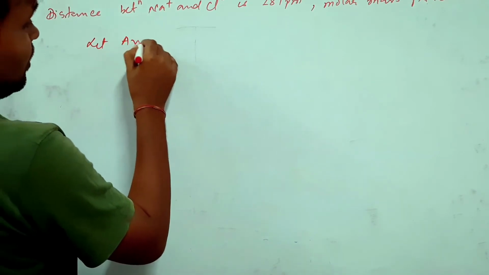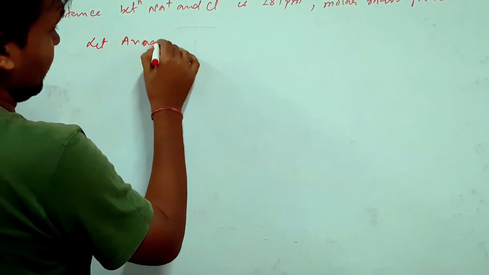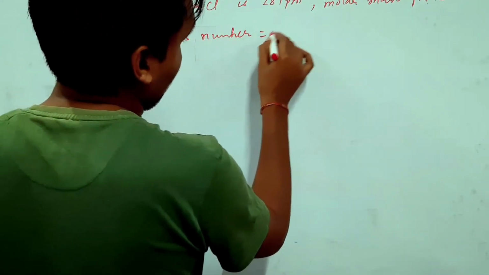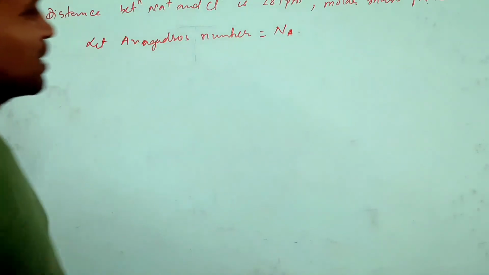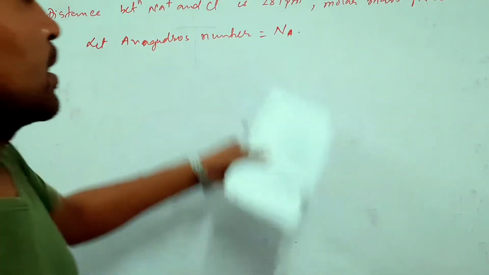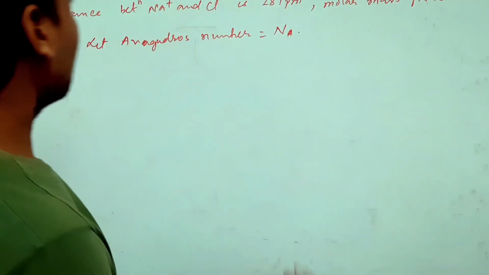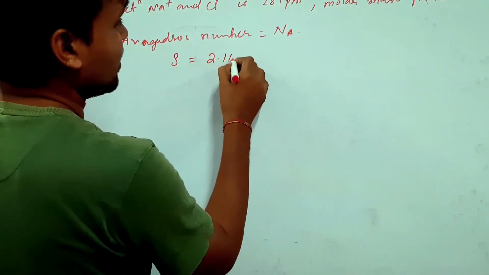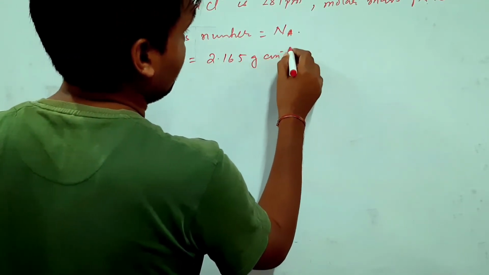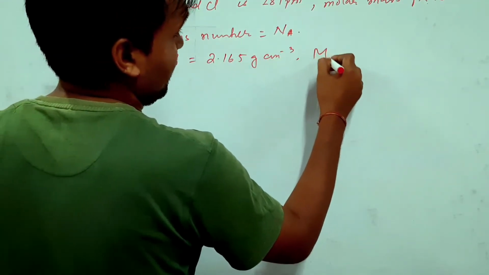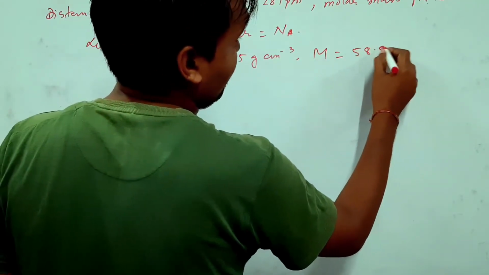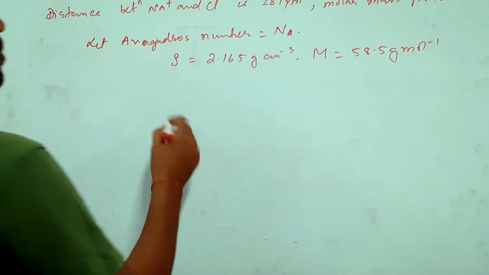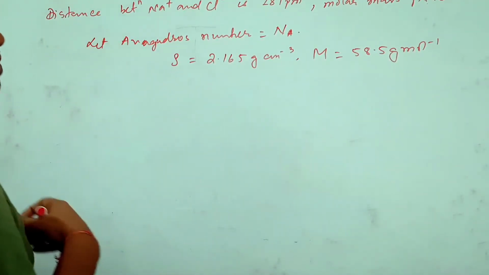So first of all we will write, let the Avogadro's number be Na. So what is given here? Density is given, so rho equals 2.165 gram per centimeter cube. Molar mass capital M is given, 58.5 gram per mole. The edge length, that is a, we need to find out.